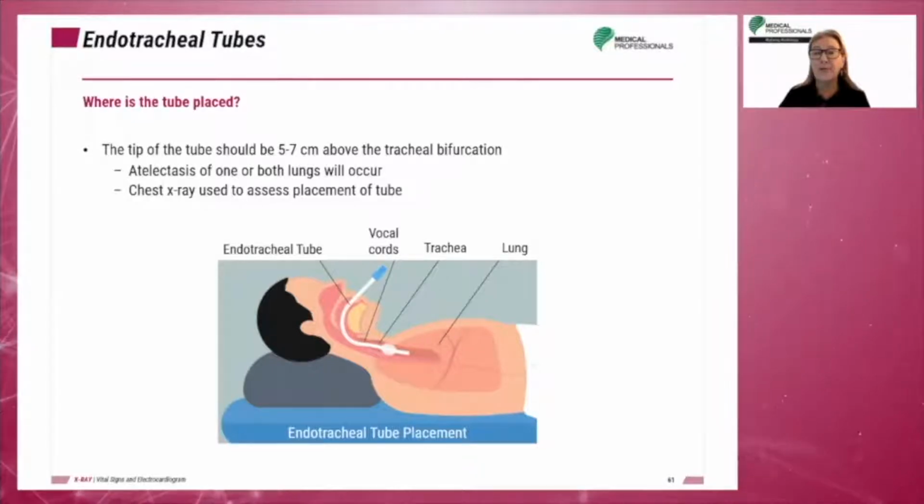It is therefore important to check the placement of the endotracheal tube. The most common method of assessment is a chest X-ray.